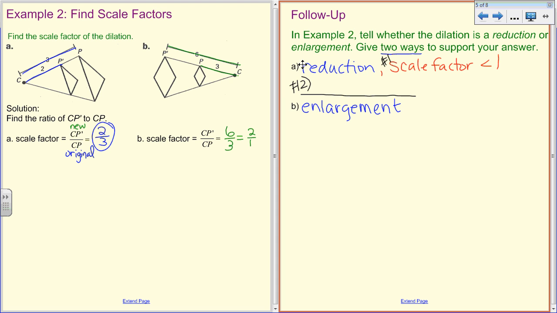And the reason I can tell there, reason number 1, is that the scale factor is greater than 1. So your job here is to fill in and find reason number 2, because we're trying to find 2 ways. So I want you guys to think about how we can do that. Reason number 2 is a little bit more of a visual approach to it.